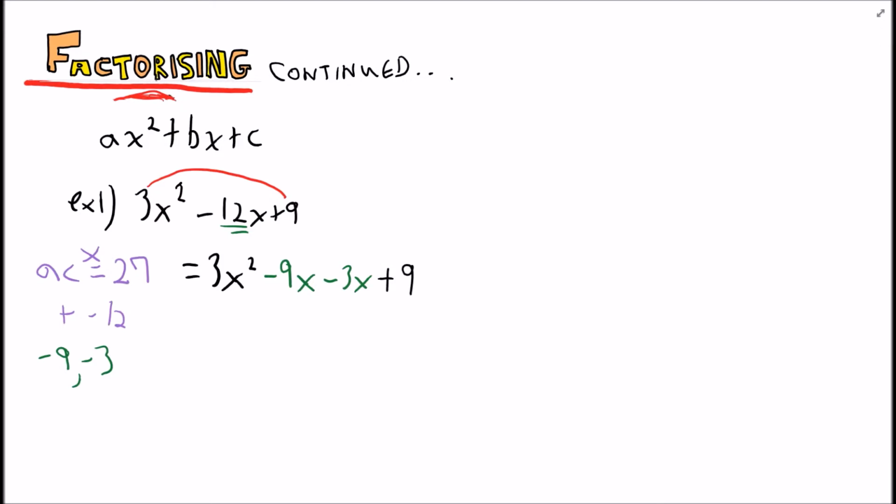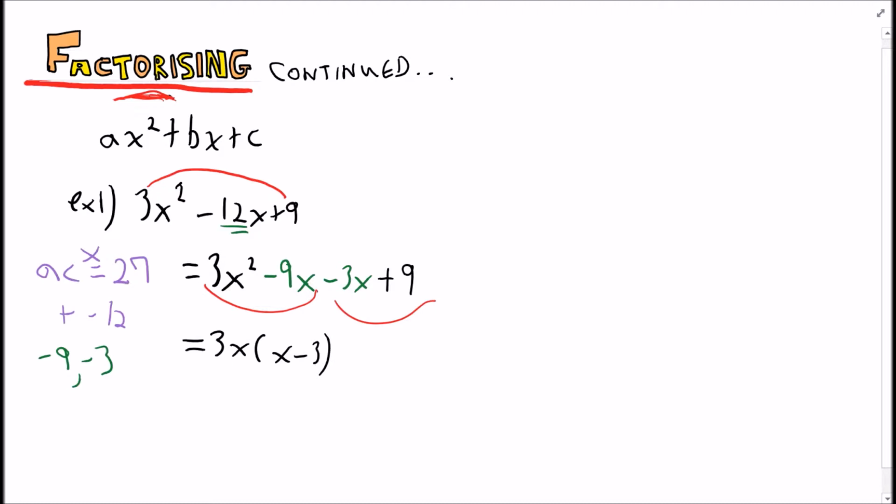Now we're going to look at it, and we're going to factorize by groups like we did in the previous exercise. So I'm going to group the first two together and the second two together. So if I look at the first two, what's common to 3x squared minus 9x? I could factorize out a 3 and also an x. And if I do that, I'm left with an x minus 3 inside the brackets.